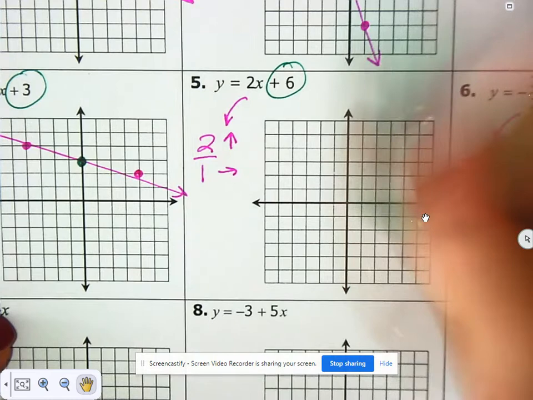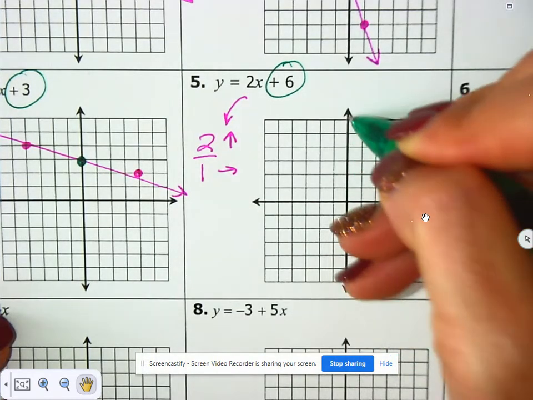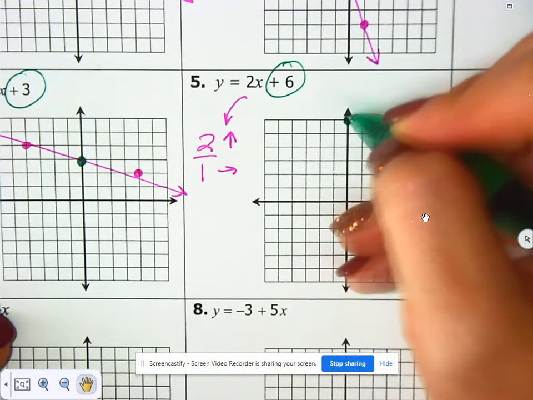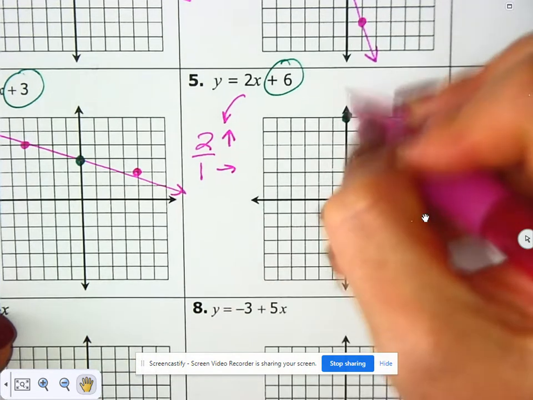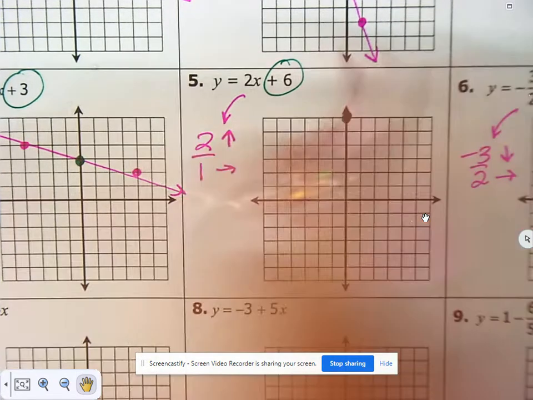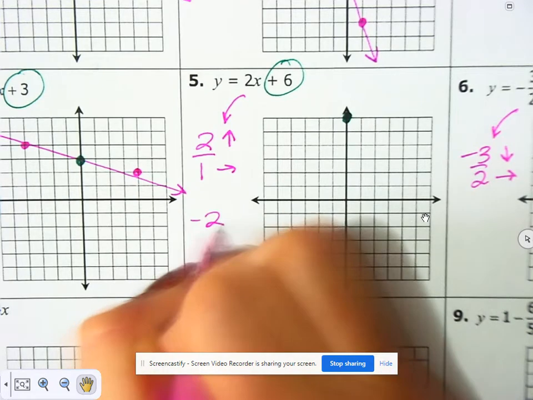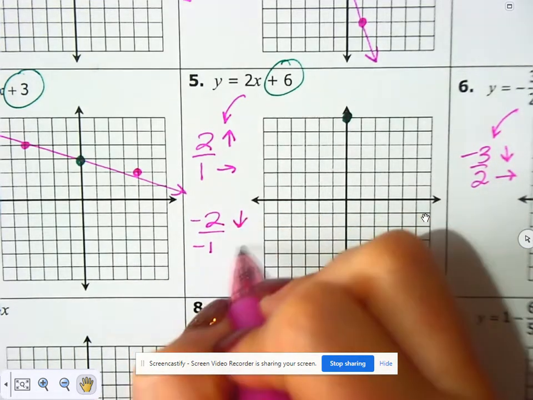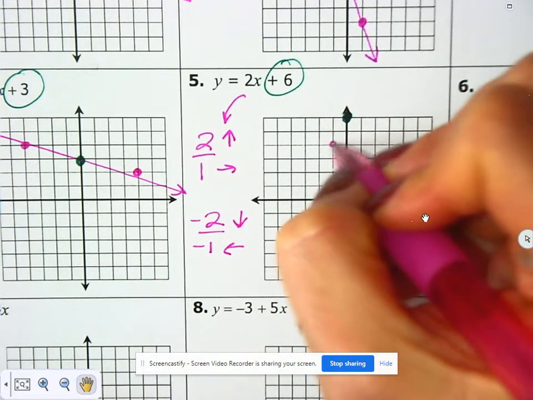All right, here we're going to start at 6. So 1, 2, 3, 4. Oh, that's all the way at the top. So obviously, I already can't go up anymore. So instead of going up 2 and right 1, I'm going to go negative 2 and negative 1, which is down and left. So I'm going to go down 2 and left 1.